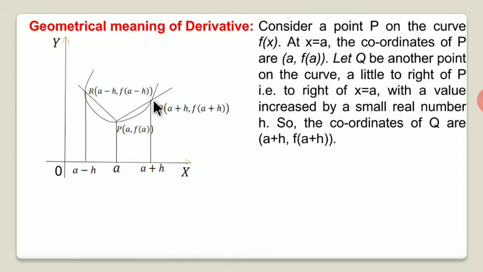Now consider here there is another point Q on the curve, which is a little to the right of point P, that is to the right of x is equal to a, with a value increased by a small real number h. So the coordinates of this point Q are a plus h, f of a plus h.